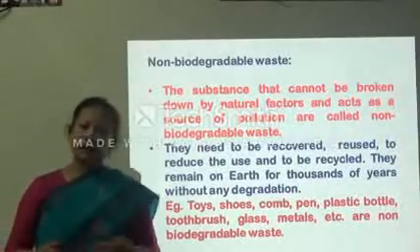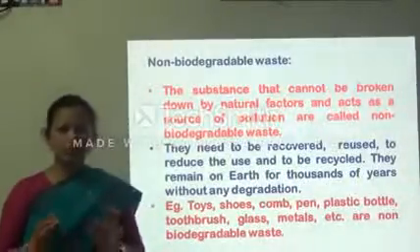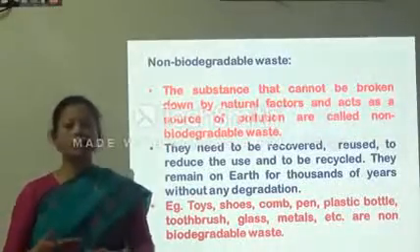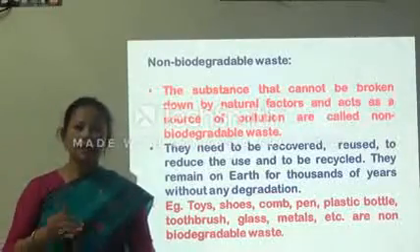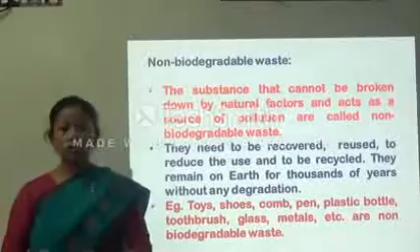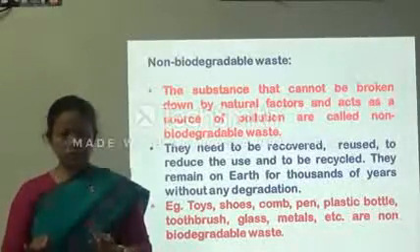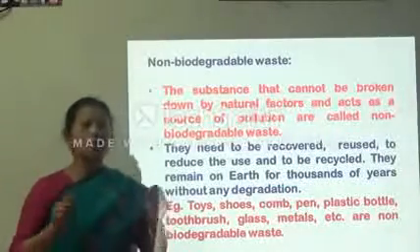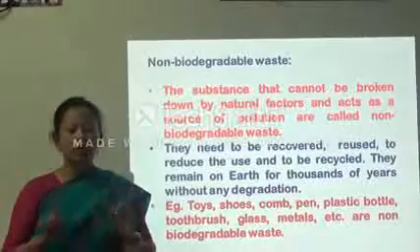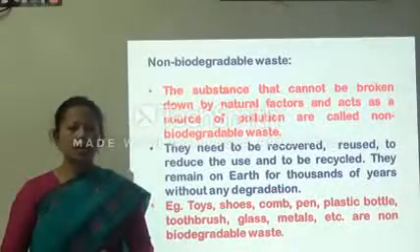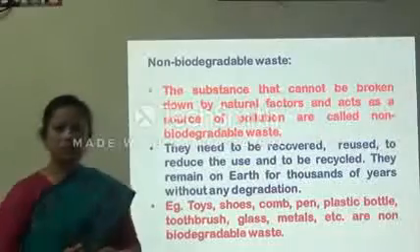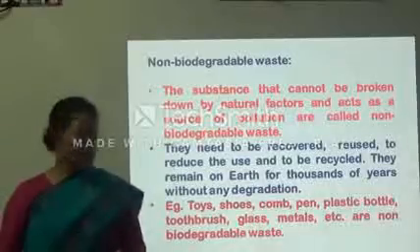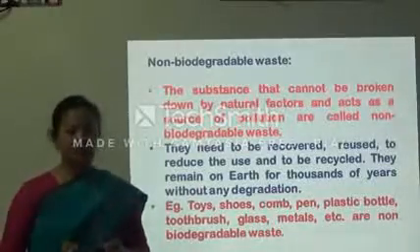The substances that cannot be broken down by natural factors and act as a source of pollution are called non-biodegradable waste. They need to be recovered, reused, reduced in use, or recycled. They remain on earth for thousands of years without any degradation. Examples can be toys, shoes, comb, pen, plastic bottles, toothbrush, glass, metals, etc.